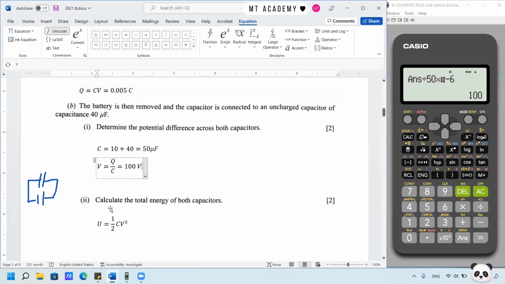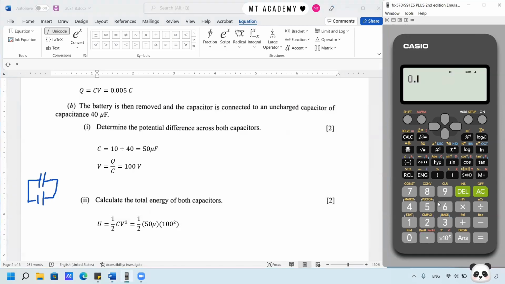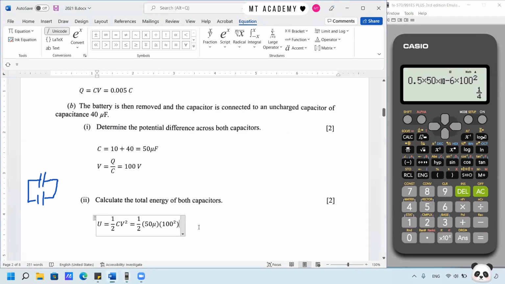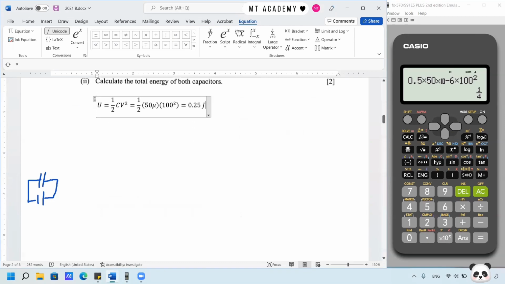So we move on to the next one: calculate the total energy of both capacitors. It is simple, you just calculate the energy in the effective capacitance. So we apply the energy formula: half, multiplied by the capacitance of 50 micro, multiplied by the potential difference of 100 volts squared. So we have 0.5 multiplied by 50 micro, multiplied by 100 squared. The final answer is 0.25 joule. Energy is in joules. So move on to section C.